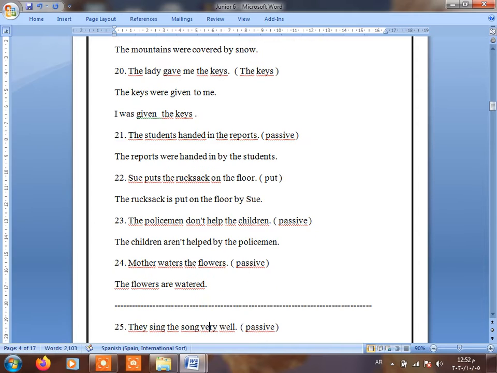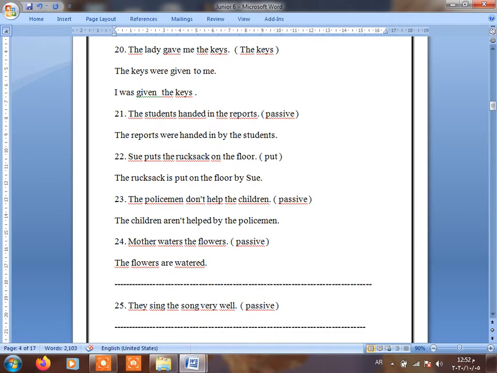Okay, they sing the song very well. So the object here is the song. So the song is sung very well by them. Sing, sang, sung. Okay, it's essential to remember the past participle of the verbs.